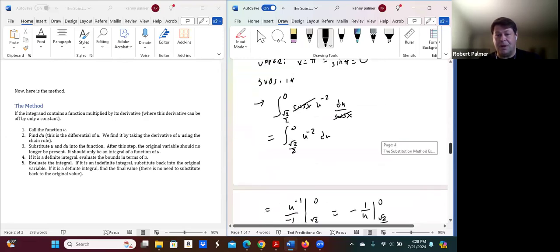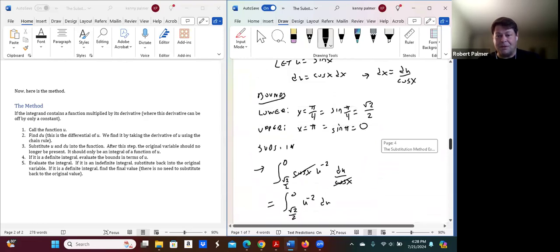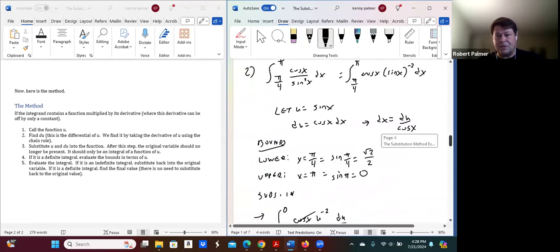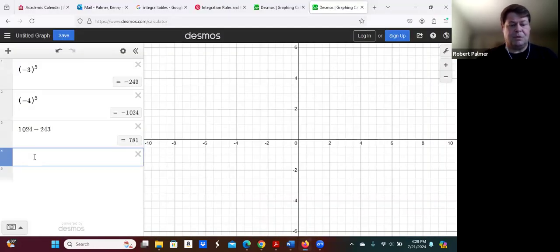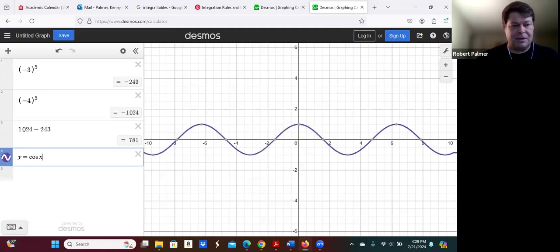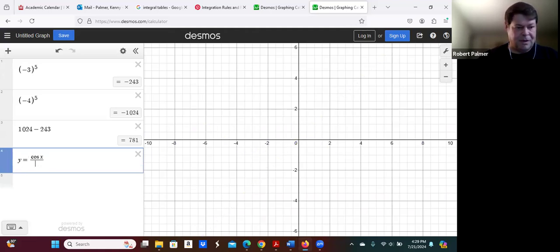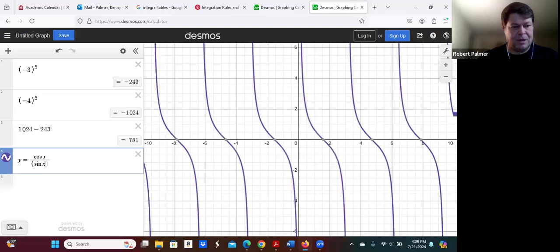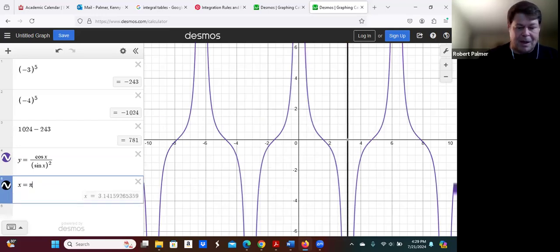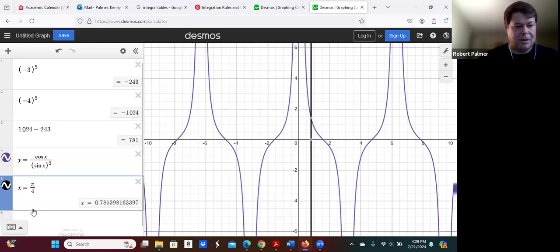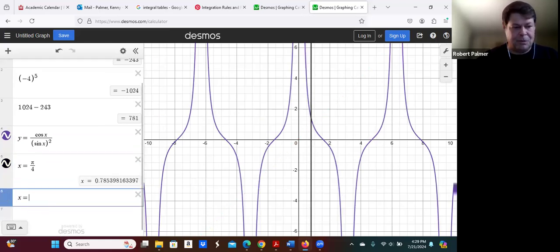Okay. In fact, it might help actually to graph this. So let's go back and take a quick look. So this is cosine of x over sine squared of x. Let's take a look at Desmos and see what we get. Okay, so y is equal to cosine of x divided by sine of x squared. Okay, and then also set from pi over 4 to pi. So let's actually make some vertical lines at x equals pi over 4 and x equals pi.